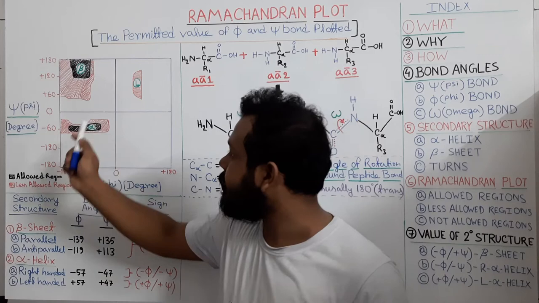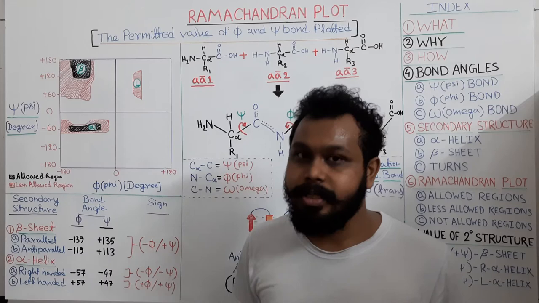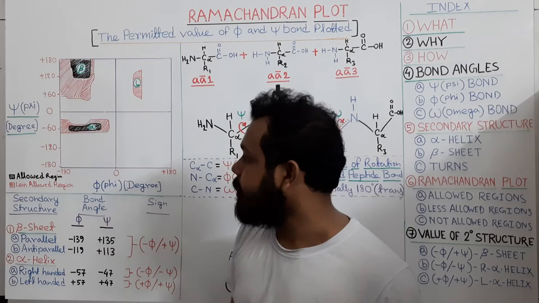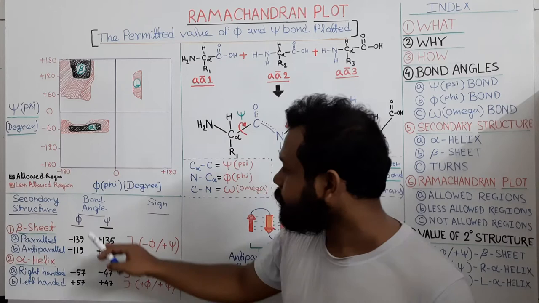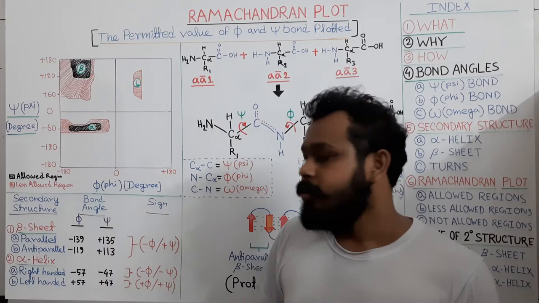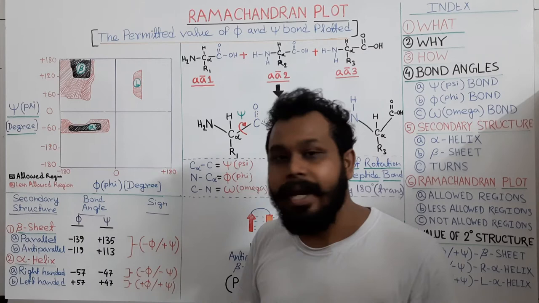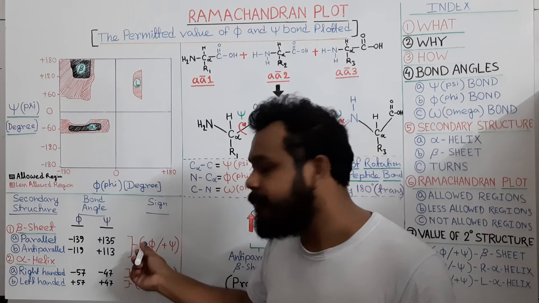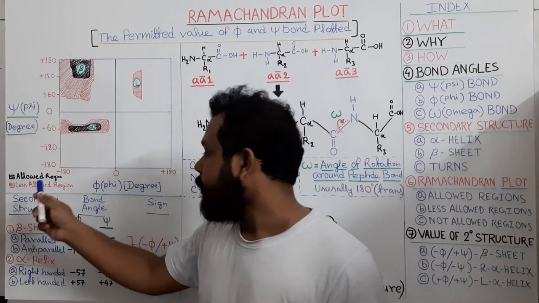This black region is for the right-handed alpha helix, and this black region is for beta sheets, where parallel and anti-parallel beta sheets are found at these phi and psi bond angles. And here the left-handed alpha helix is found. In exams some questions arise: if you have a protein whose phi value is negative but psi value is positive, what kind of secondary structure will be favored? We have to say that a beta sheet will be favored.